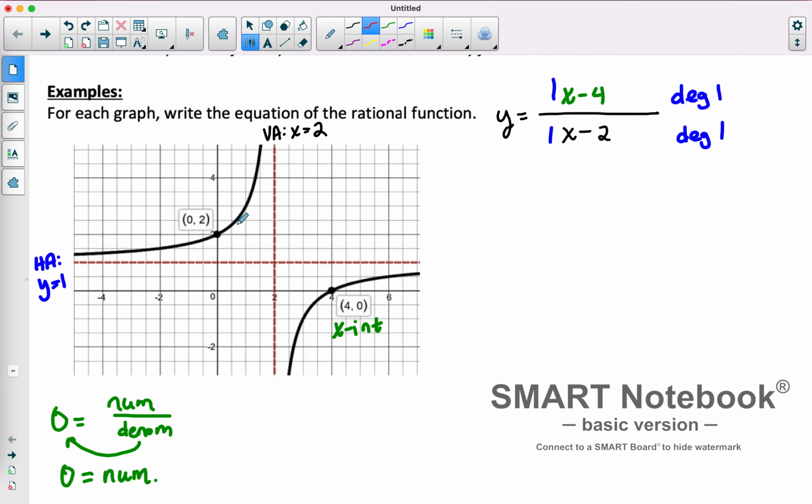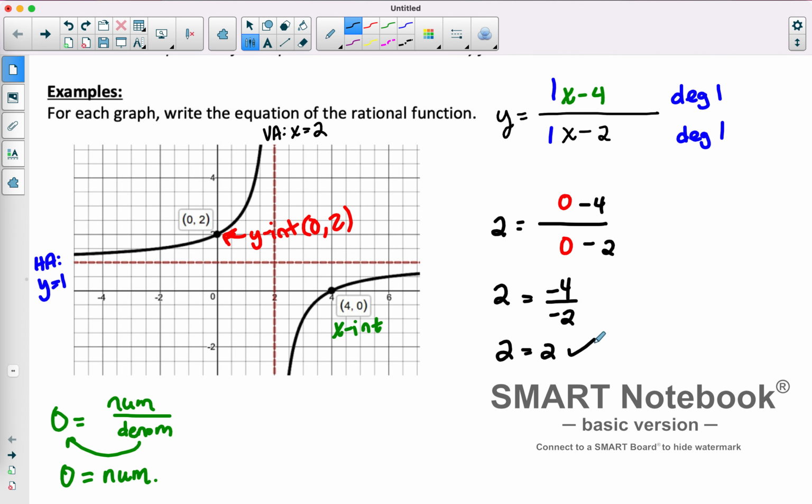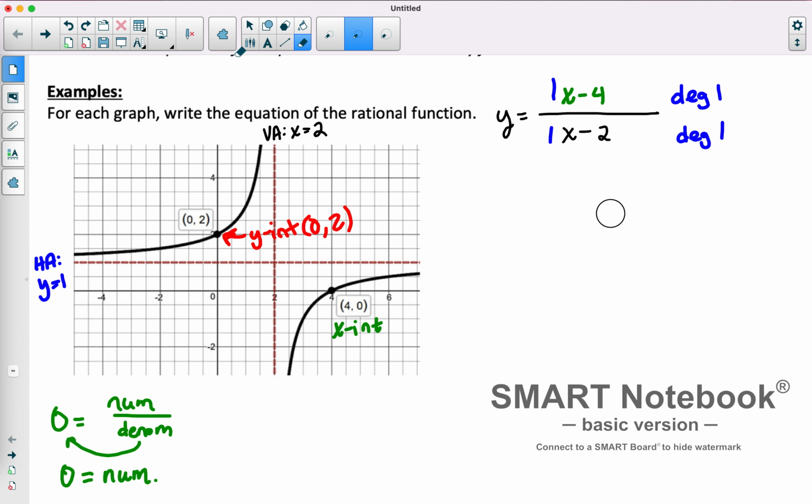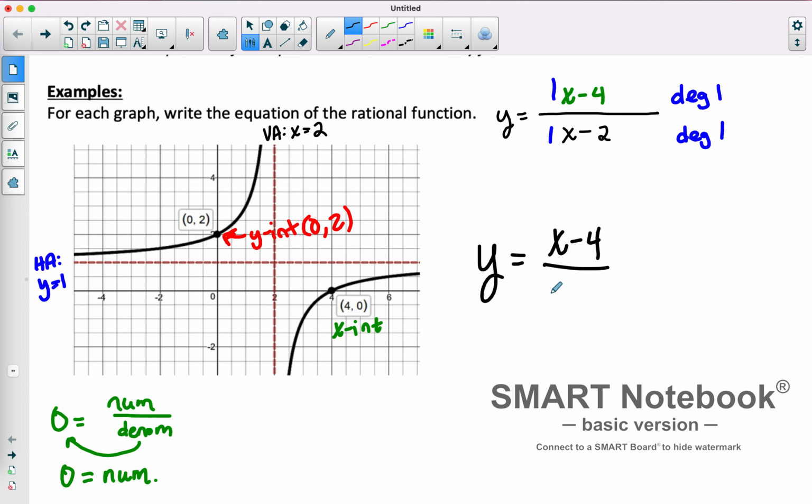Another thing I can check is this y-intercept. So the y-intercept is at (0, 2). That means when x is 0, the y would be 2. And let's just check out what we have. Negative 4 on top divided by negative 2. Negative 4 divided by negative 2 is 2. So yes, that y-intercept does check out. So our equation that we are left with is just x minus 4 over x minus 2. I'm going to come back to this example in just a second, but this is the equation we need.